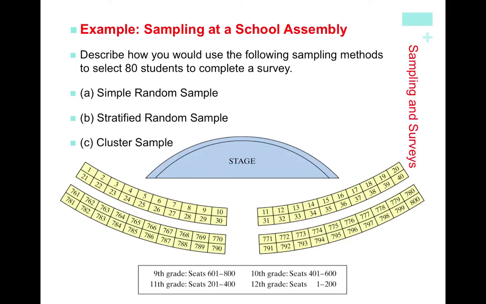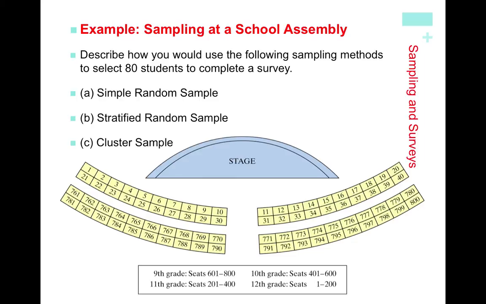So how would I take a simple random sample? To take a simple random sample, you're going to need to choose 80 of the seat numbers at random. You can use your table D, or you can use technology to generate 80 different numbers. Then you're going to give the survey to the students that sit in those numbered seats that were chosen.